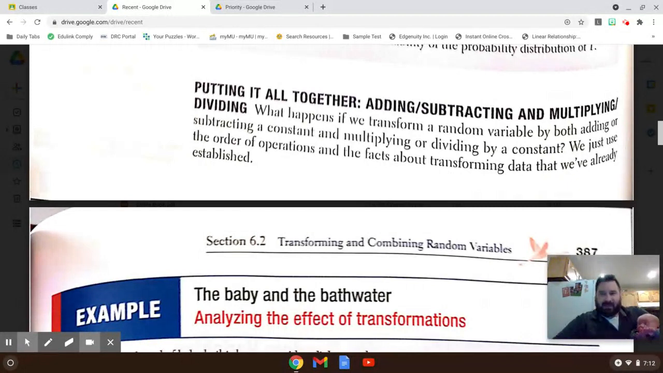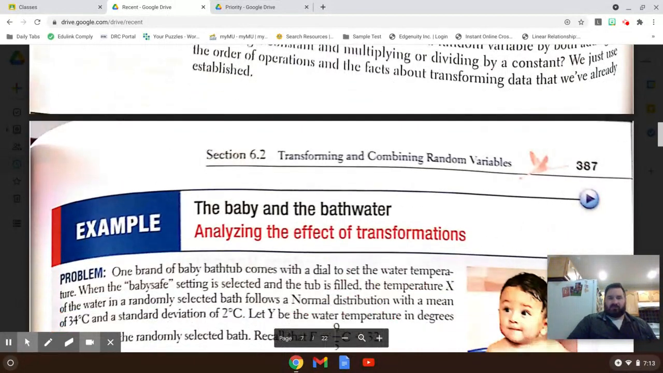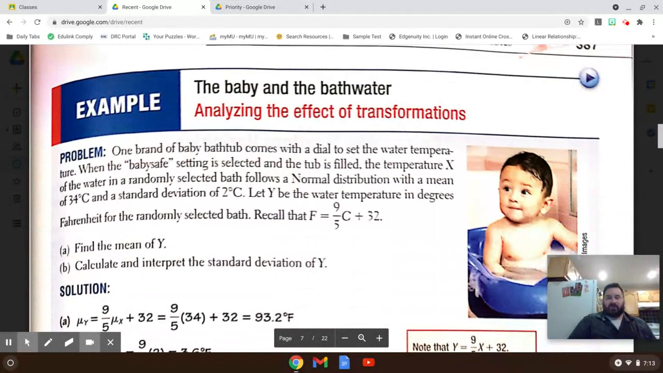But putting it all together, if we have to add or subtract and multiply or divide, so we're doing 2 things now. And we're going to use the Fahrenheit to Celsius calculation. So here we have 1 brand of baby bathtub.